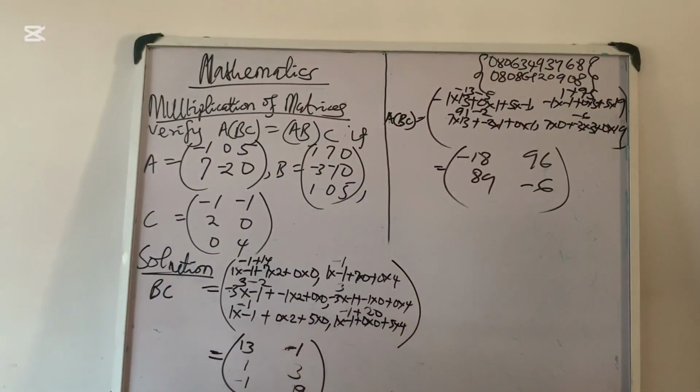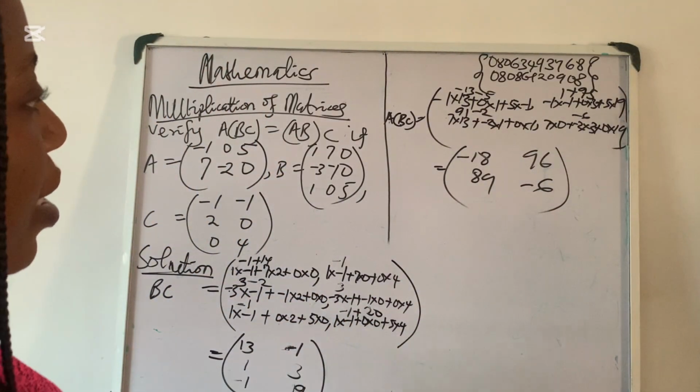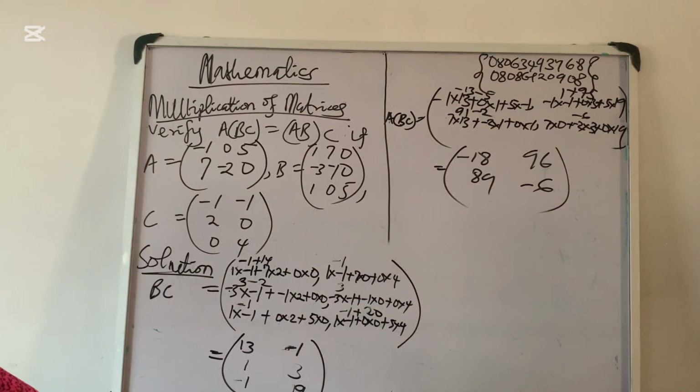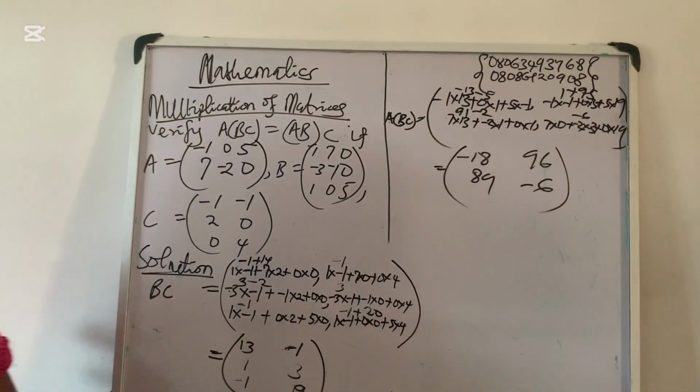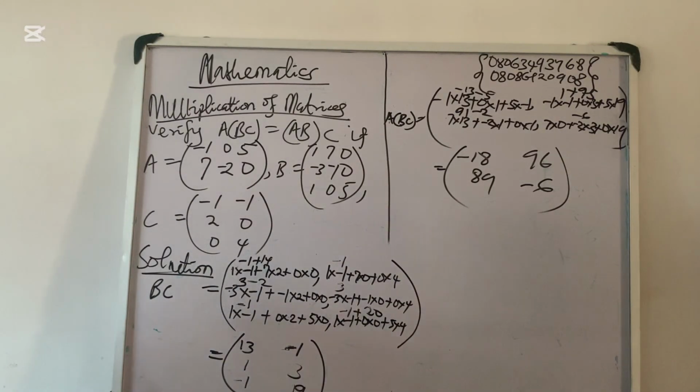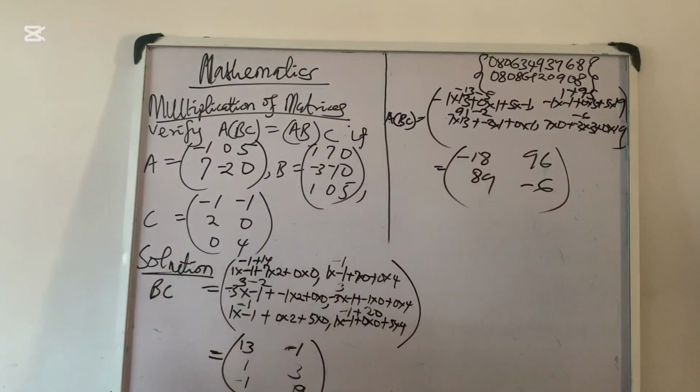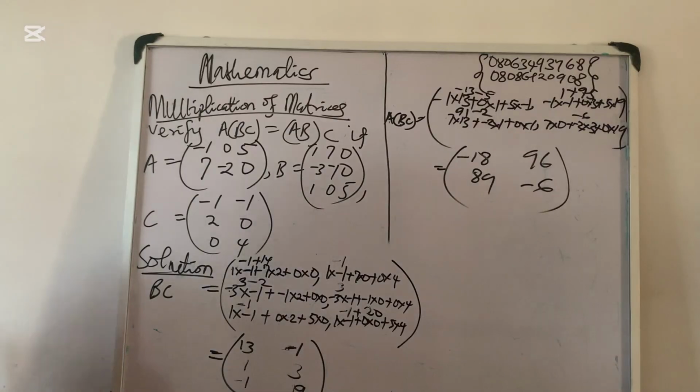So we have gotten our A times BC. That is our left-hand side. So we're going to check if what we have at the right-hand side will be equal to what we have already gotten at the left-hand side. If at the end of the day they are the same, we have been able to do what? Verify the associative law. Now let's do that of A and B, that is A times B.